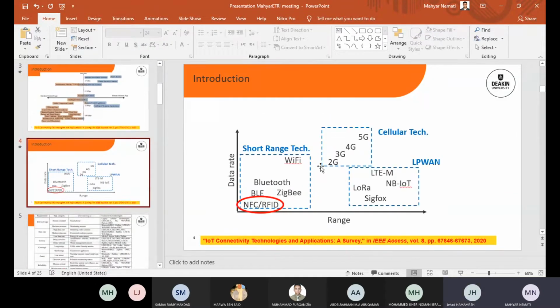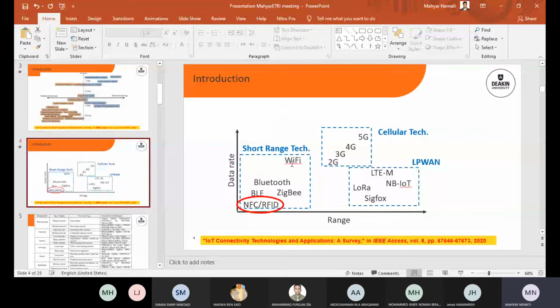This figure shows most of the popular available connectivity technologies. I classified them into 3 different groups: cellular technologies like 5G, 4G, 3G, and 2G, that are conventionally used these days. Another group is called low power wide area network, with connectivity technologies like LTE-M, narrowband IoT, LoRa, and Sigfox.